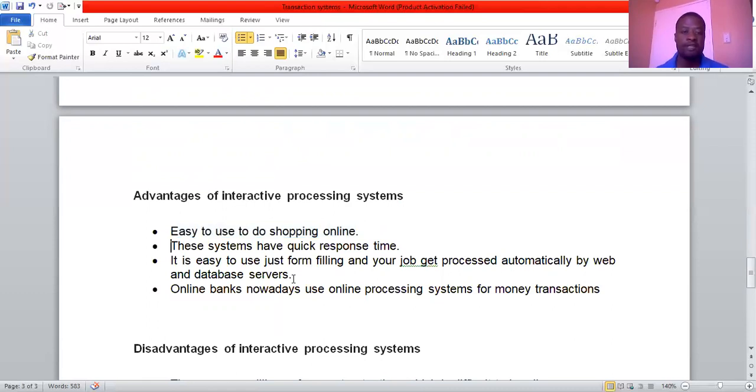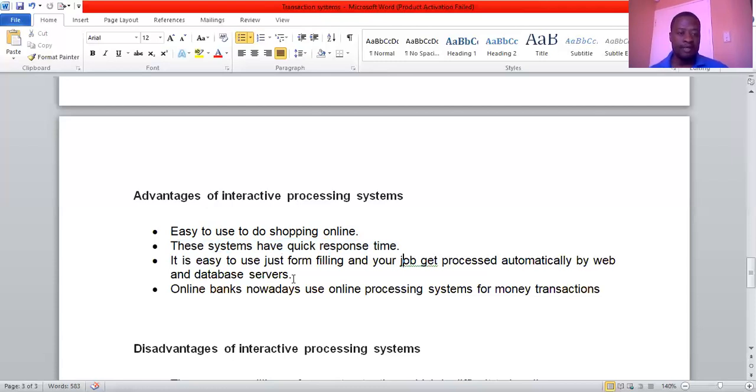It also has a quick response. With the interactive processing system, it has a quick response time. What does that mean? It's very straightforward. You don't have to wait a couple of days for your request to be processed. It's so quick, it happens in the blink of an eye.